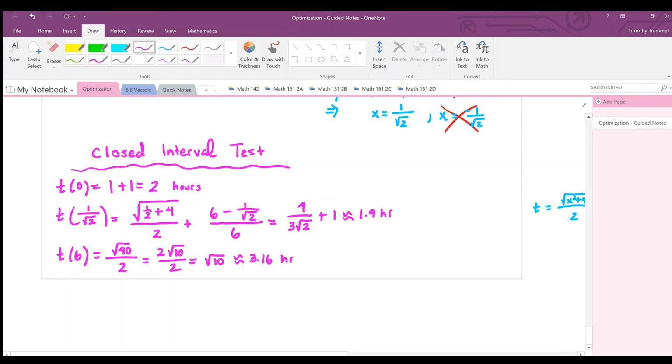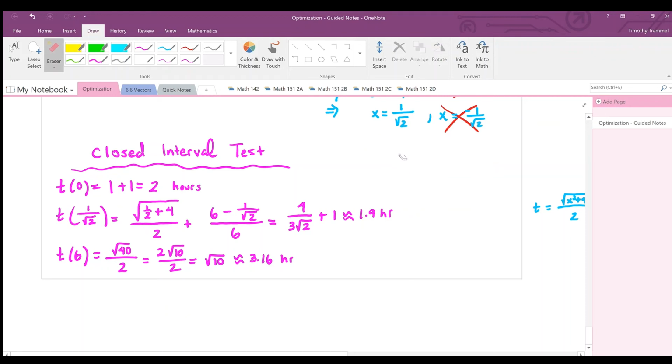And so what the closed interval test is telling us right now is this is the absolute maximum. This is the absolute minimum. And we were looking for the absolute minimum. And so what we found is the minimum amount of time it would take for this person to get from the 2 miles from shore all the way to the bathroom, which is 6 miles down shore. In order to do that, this person needs to head for this location here, 1 over the square root of 2 miles, whatever that is.